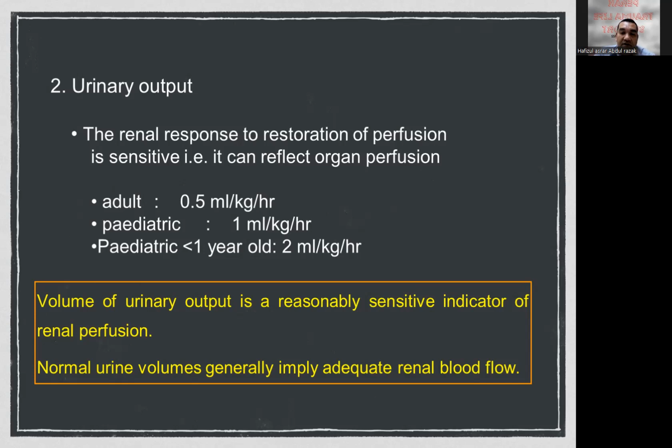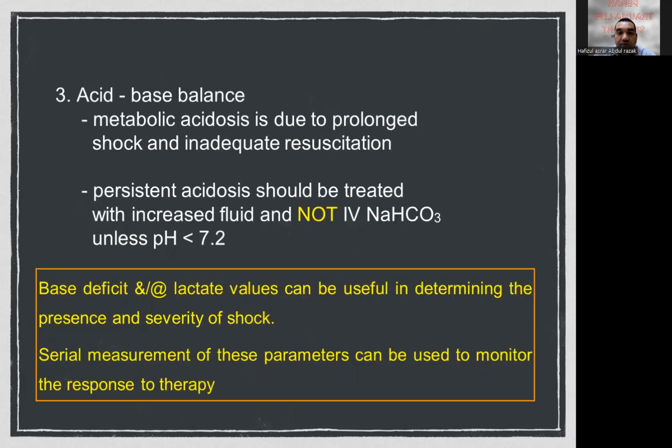For example, if the patient is already a known case of ESRF, of course, you cannot use this formula and you need to properly assess the patient with other means of examination and inputs. And note down there, the volume of urinary output is a reasonably sensitive indicator of renal perfusion. So normal urine volumes generally imply adequate renal blood flow, which equals adequate blood volume.